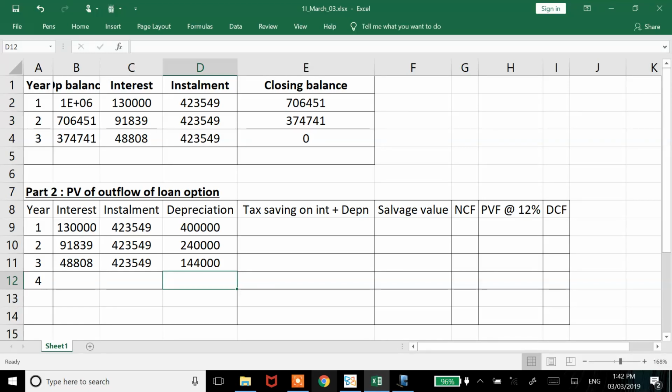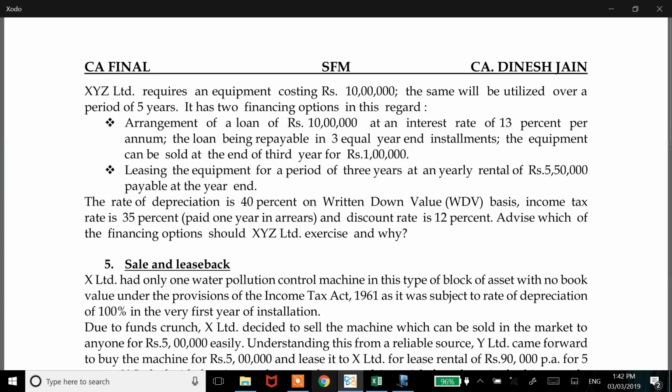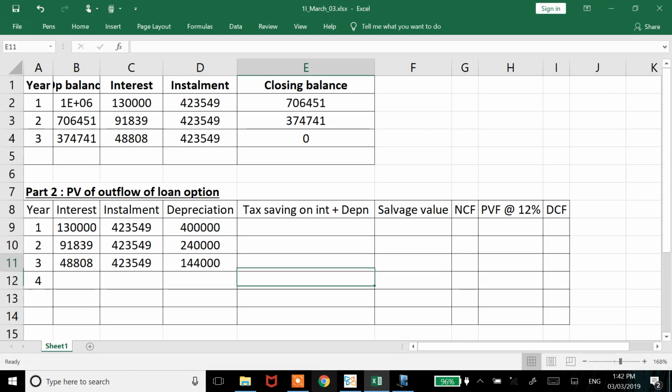What's the tax rate given in the question? 35%. Now listen, it's paid in arrears. So in year 1 there is no tax saving. Year 2 tax saving is year 1 interest plus depreciation into 35%.